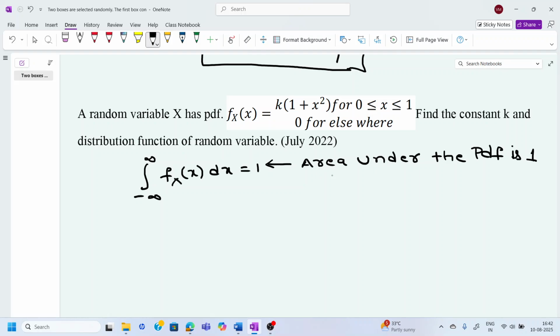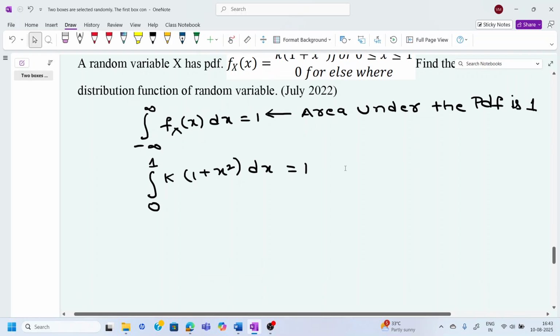Here we have to change the limits, because in the problem statement the density function is defined only from 0 to 1. So instead of minus infinity to infinity, our limits are from 0 to 1, and the integral of k into (1 plus x square) dx is equal to 1. Why are we substituting 0 to 1? Because the density function is defined in the interval 0 to 1 only. That is why we are substituting the limits 0 to 1.